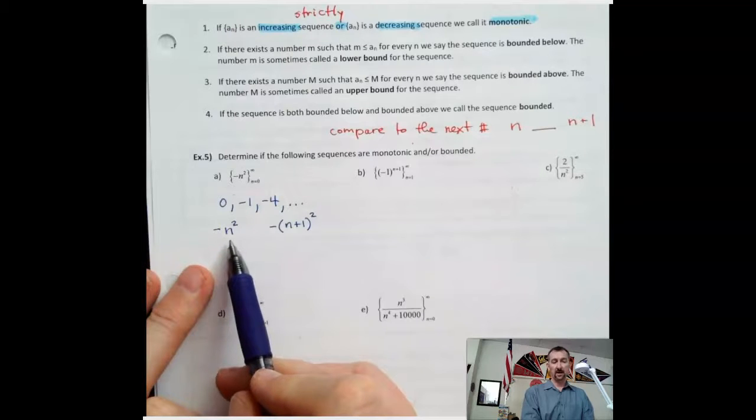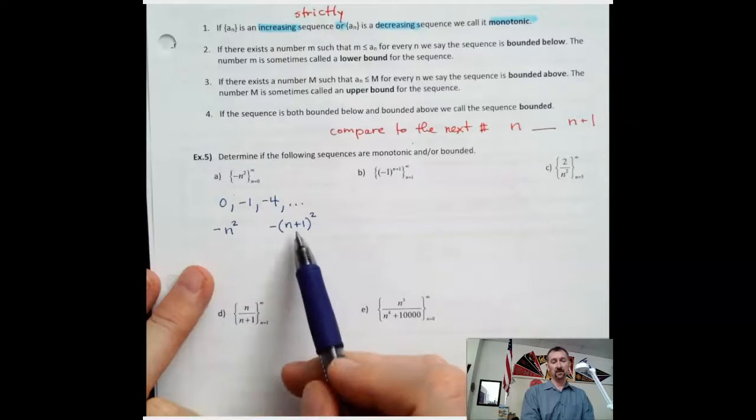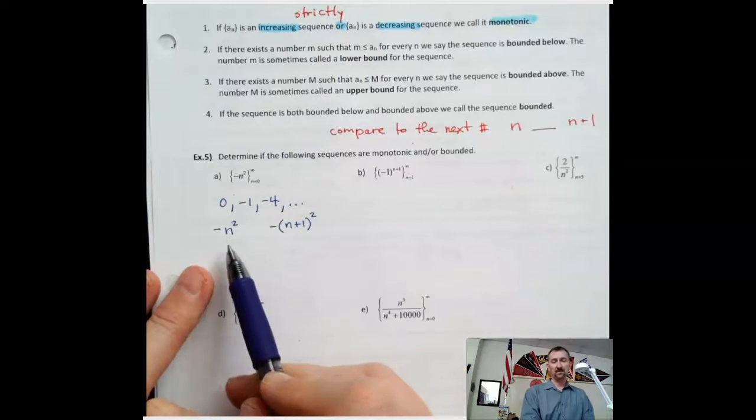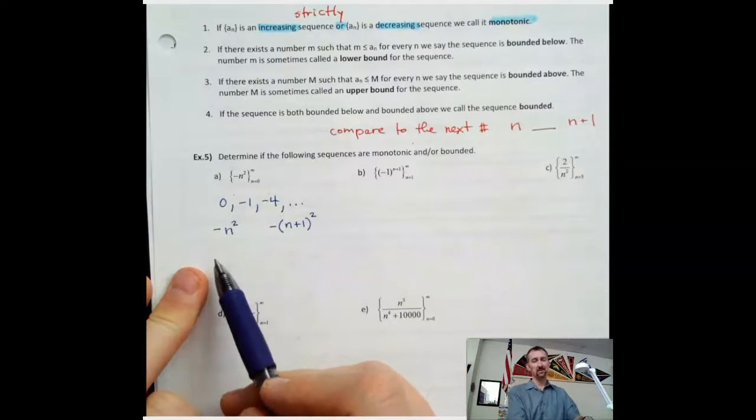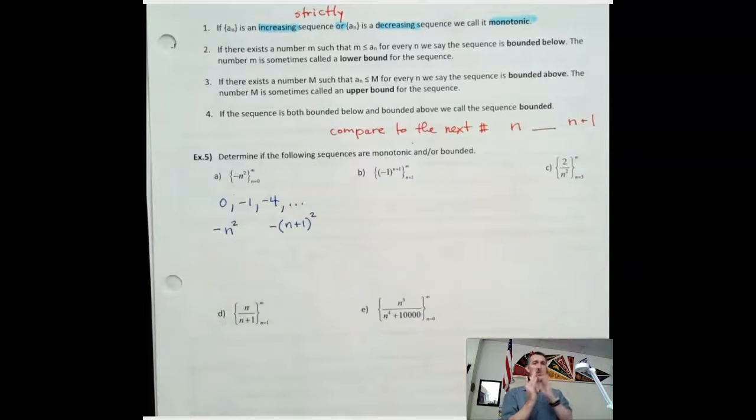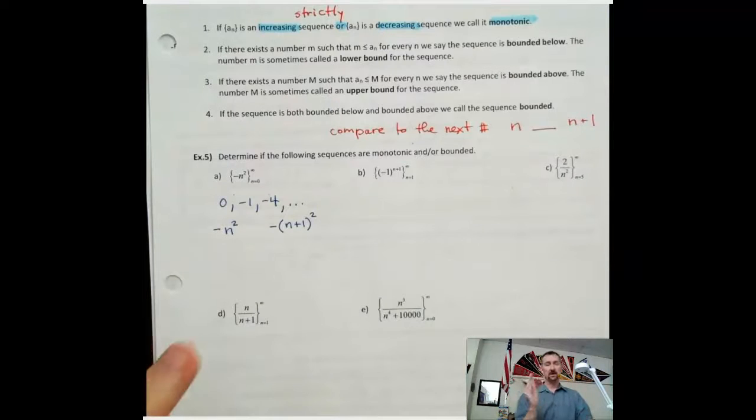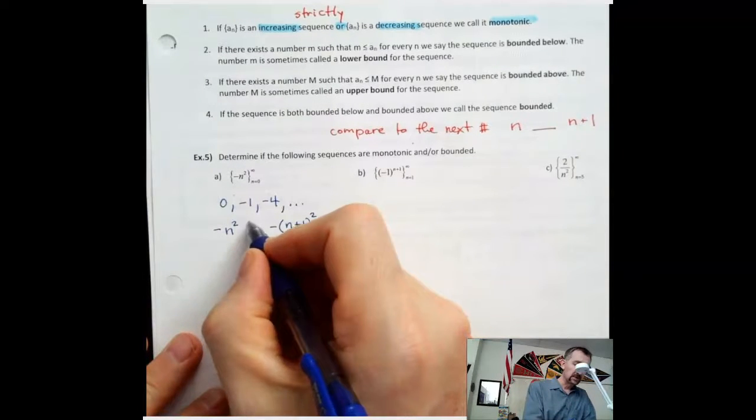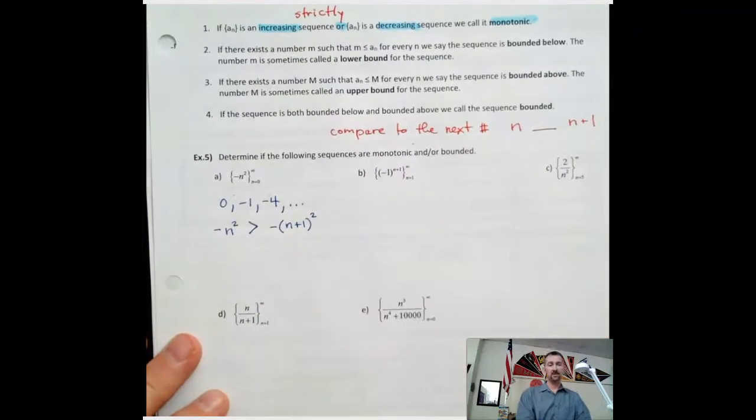You could try a practice. 4 squared would be -16. This is going to be 4 plus 1, which is 5, that's going to be -25. So 25 sounds larger than 16, but it's negative. -25 is on the number line down here, and -16 is closer to 0. So actually, the -n squared is larger. Okay?